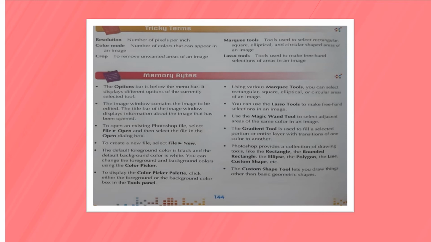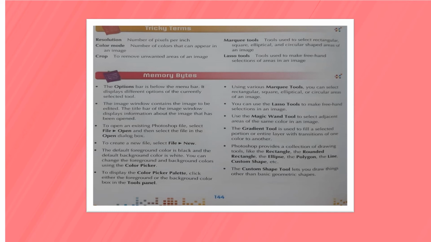It displays the different options of the currently selected tool. The image window contains the image being edited. The title bar of an image window displays information about the image that has been opened. To open an existing Photoshop file, select File, Open, and then select the file in the Open dialog box. To create a new file, select File, New.